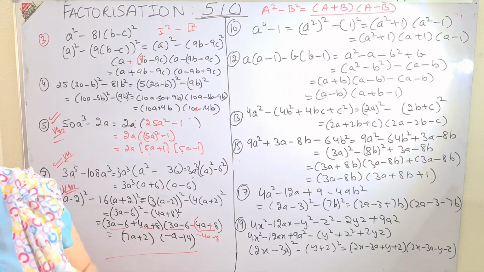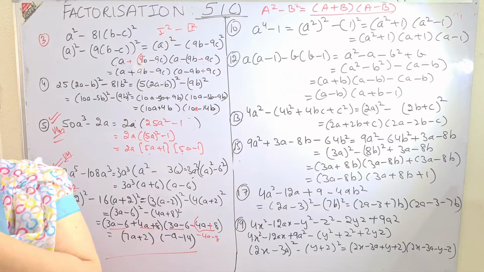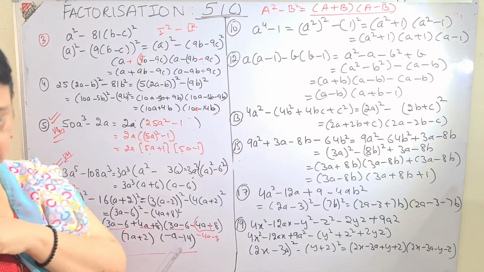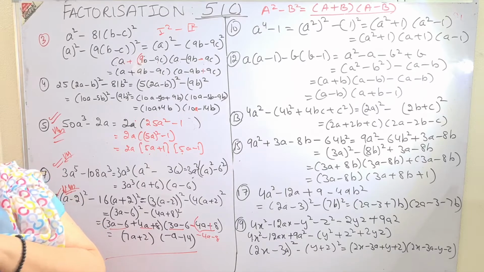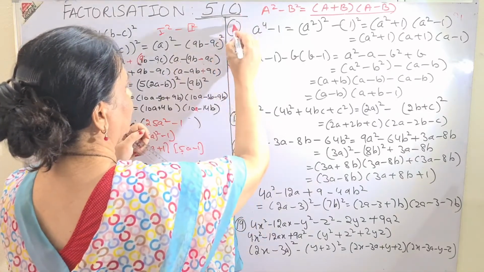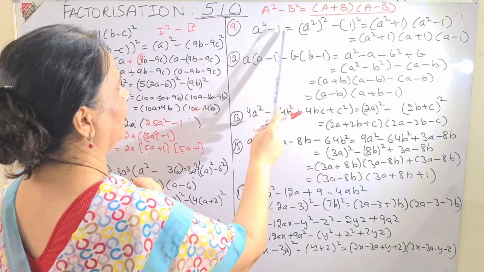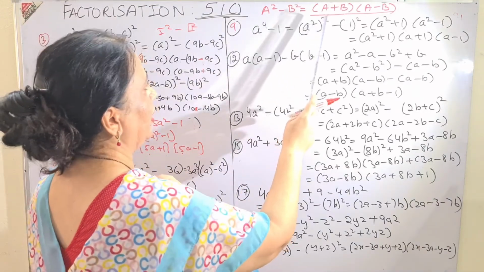The question is a cube plus 2a square minus a minus 2. Question number 9 I have done. So question number 9, it is very simple. See, this is question number 9. And the question is a raised to power 4 minus 1. So this is a square whole square.